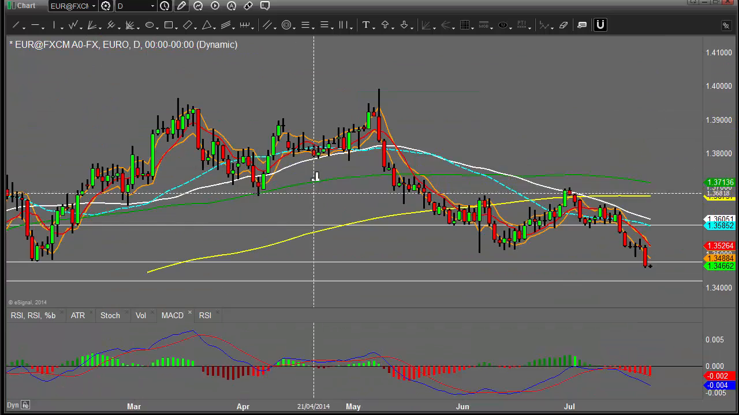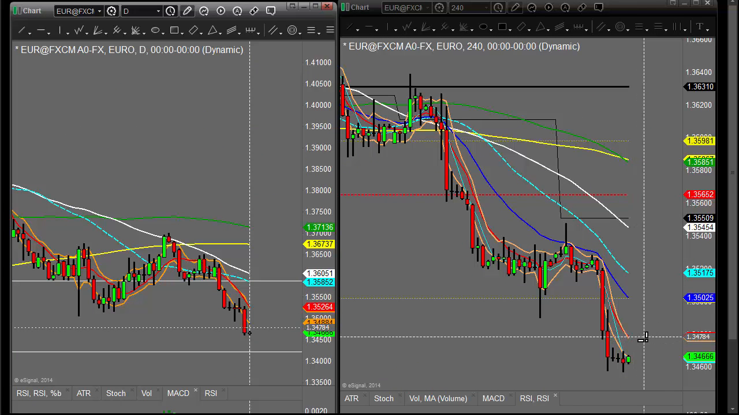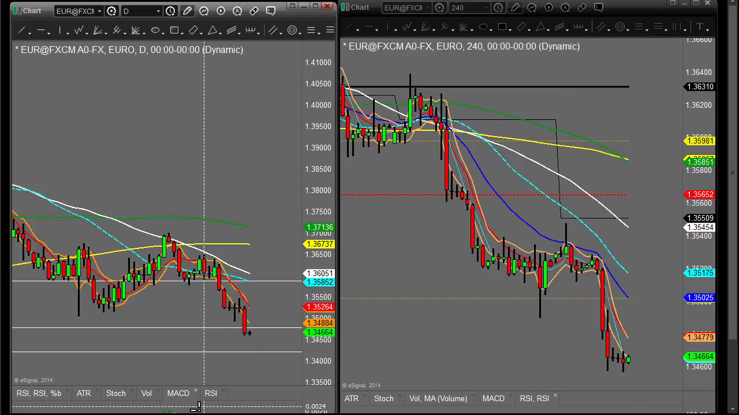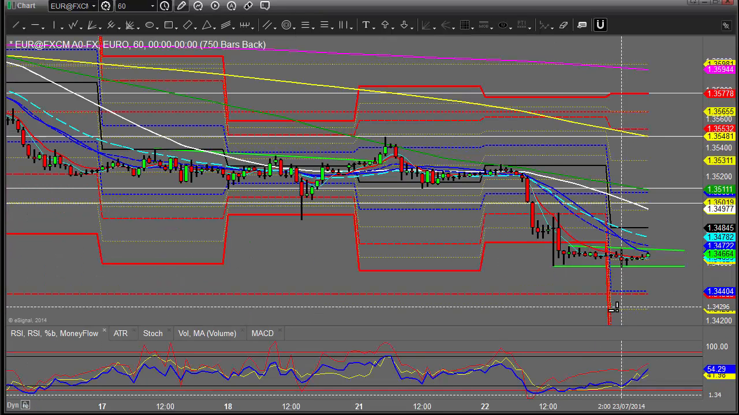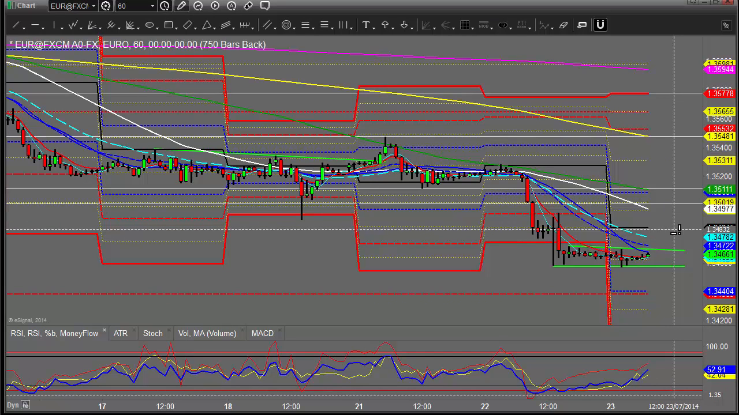In fact, let's just look at the 4-hourly chart very briefly, because we're around about 134.78. We've also got the 8 moving average, which may provide some resistance. So it's 134.78, then the 134.85. A couple of points of resistance that may come into play there.